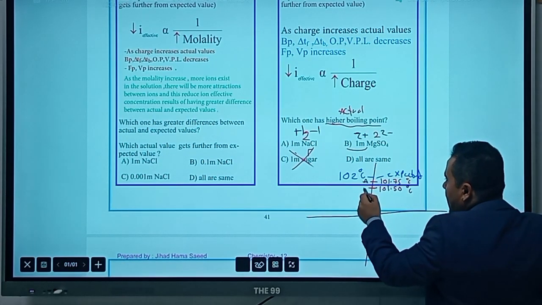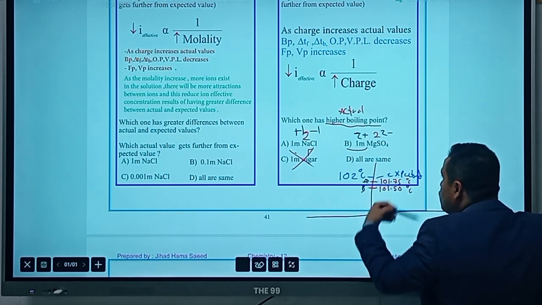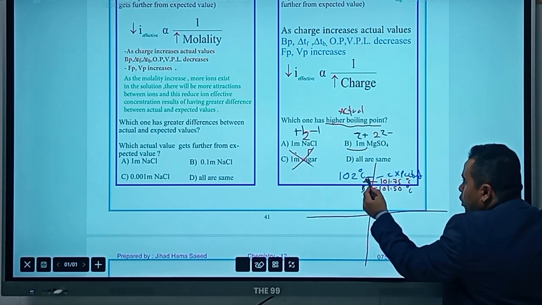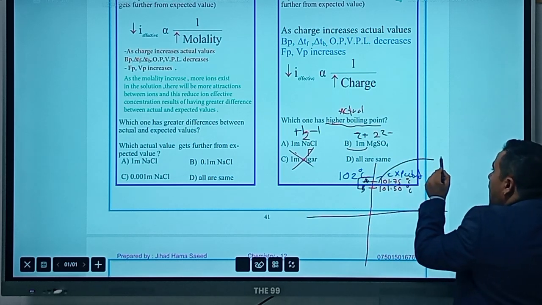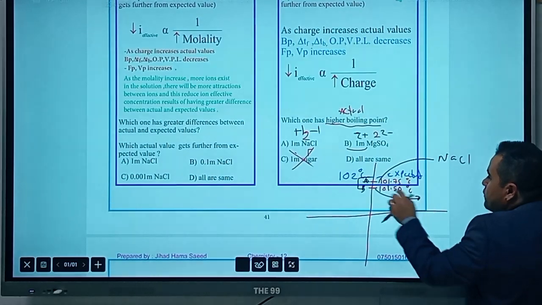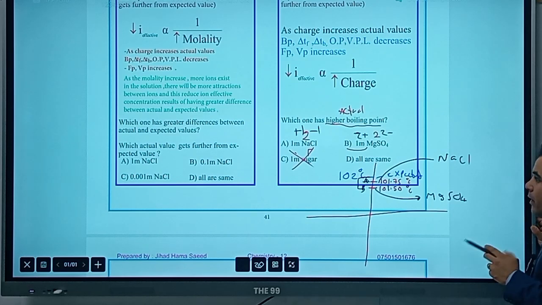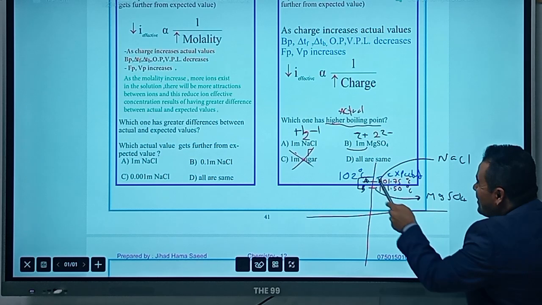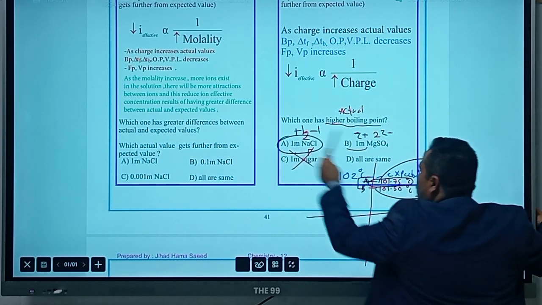So let me suppose it's A and B. Which of them does A refer to? Of course, the distance between expected and A is smaller than between expected and B. So this will be the actual boiling point of NaCl, and the one which is farther from the expected will be the actual boiling point of MgSO4. And so which one has the highest actual boiling point? Of course, NaCl has the higher actual boiling point.